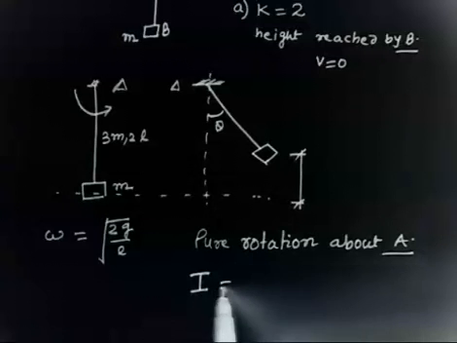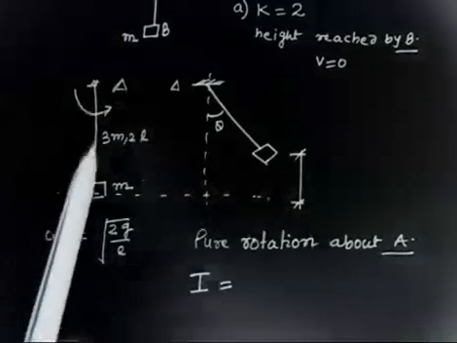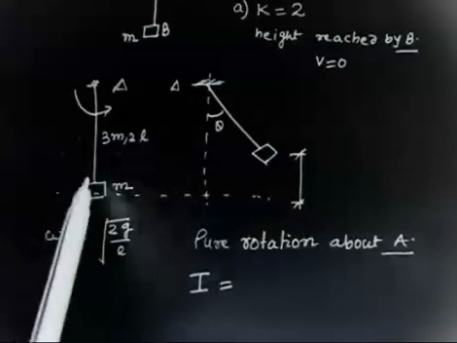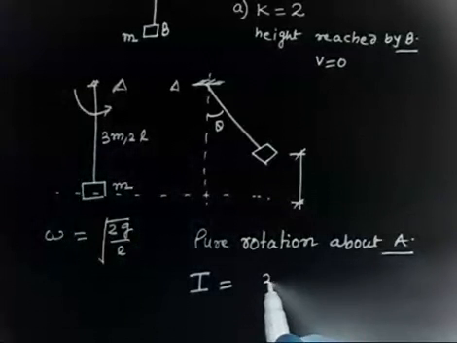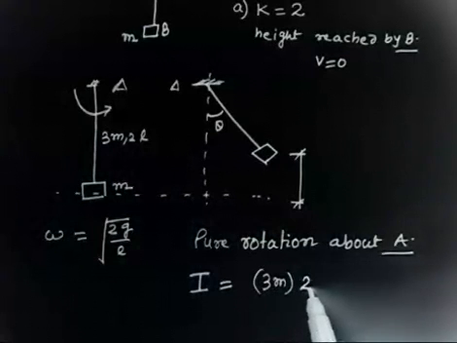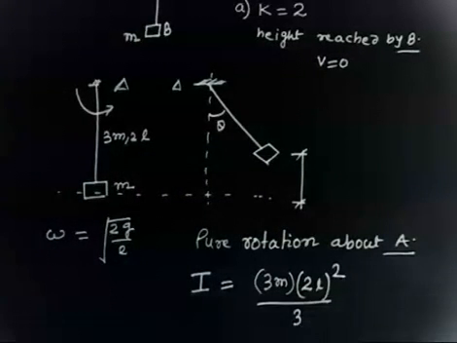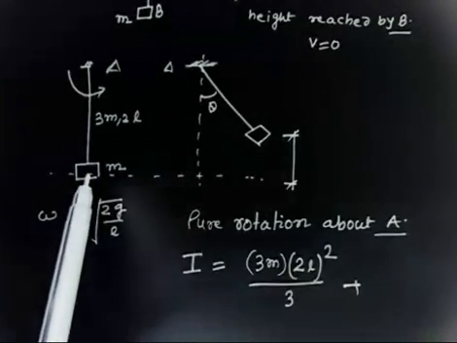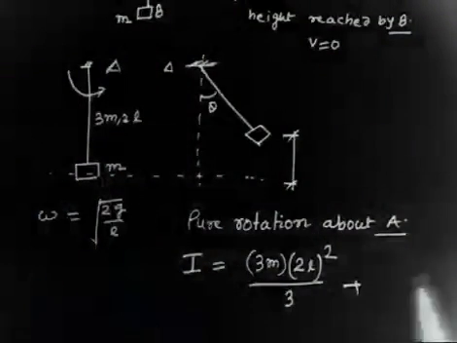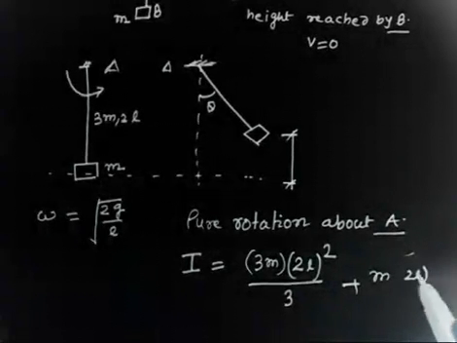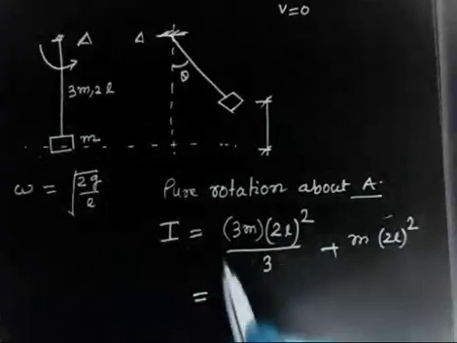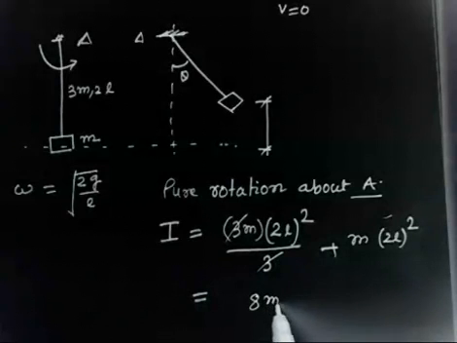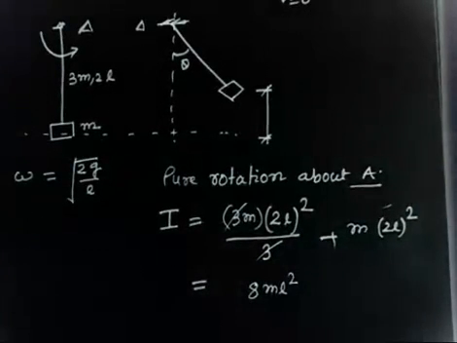For moment of inertia, I first have to find the moment of inertia of this rod about this end. I know that for a rod it is ml square by 3. The mass is 3m and the length is 2l, so it is 3m into 2l whole square by 3. This is the moment of inertia of the rod. Now plus, I have to add the moment of inertia of this mass also. This is m, and the distance d square, where d is 2l, so m into 2l whole square. Are you getting? If you calculate, the 3 goes, so you will have 4, 4, 8. So this is 8 ml square. Let me check how many of you are able to get this one.